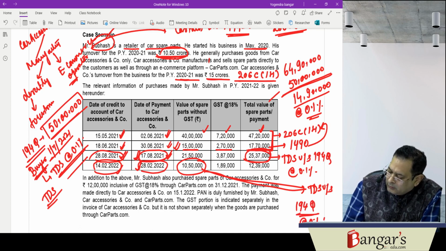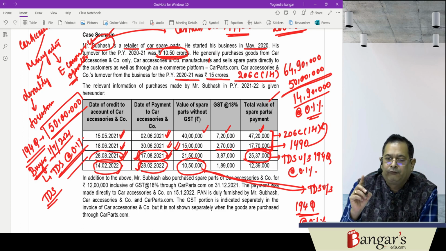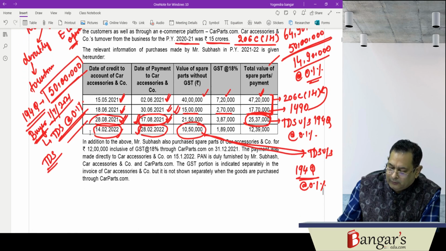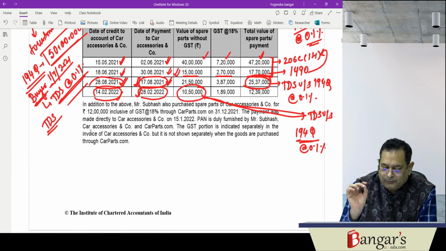That is on 10,50,000 rupees, not on 12,39,000 rupees. If it would have been TCS in that particular case, no GST benefit will be there. On the entire amount the seller is debiting, tax is required to be collected at source. A circular has been issued in this regard.